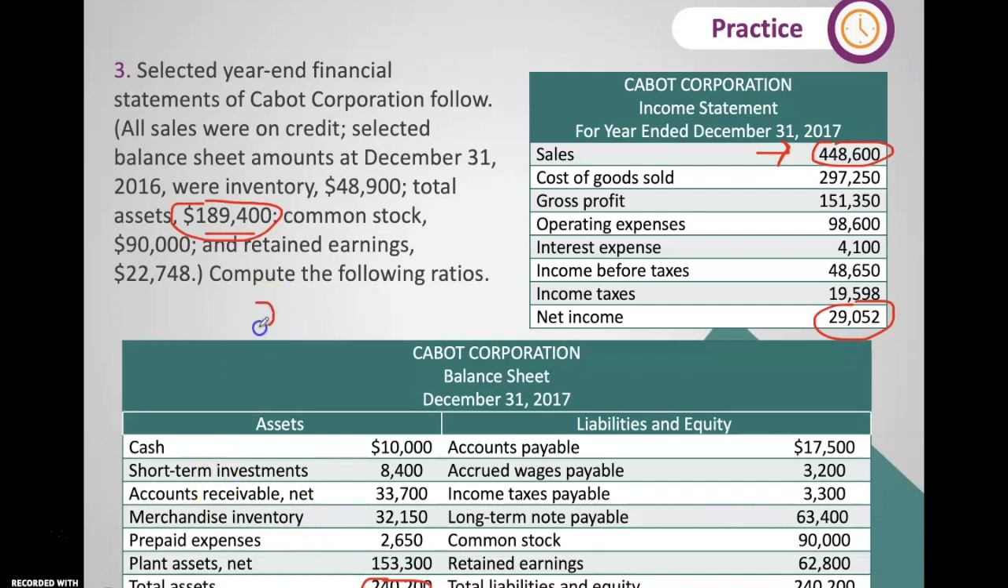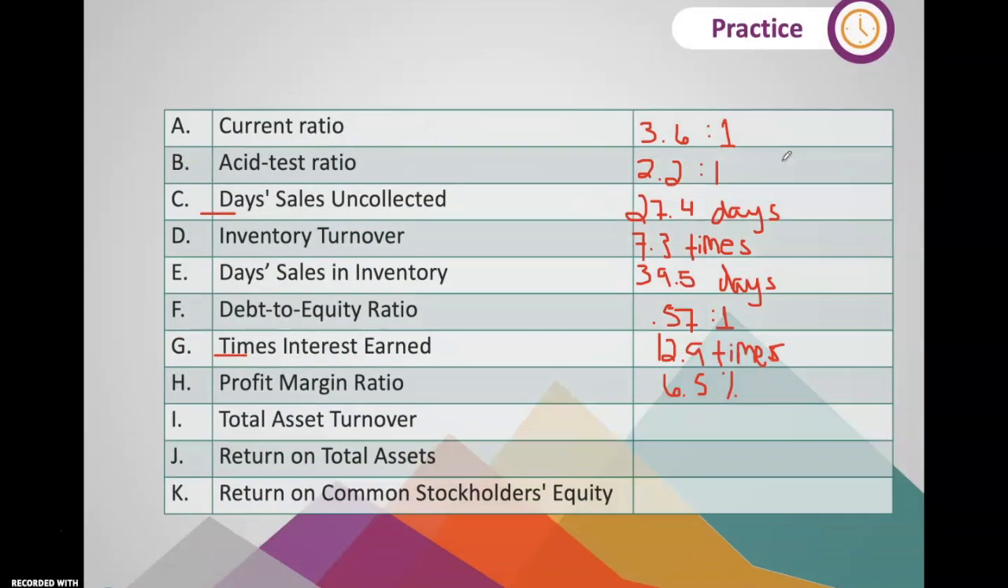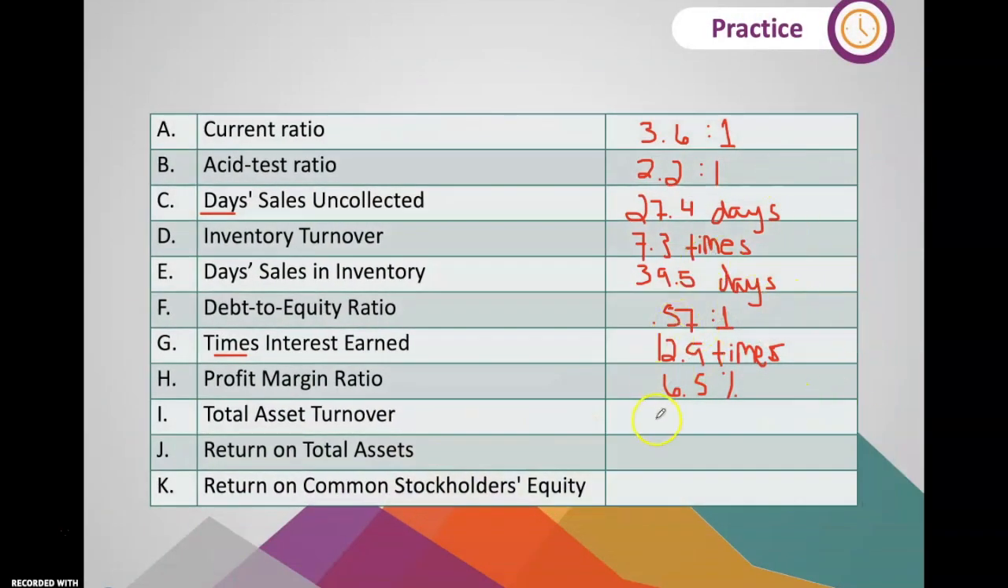So you should get 214,800. So that's my average total assets. So I would do my sales, the 448,600, divided by the 214,800. And it is 2.1 is the answer. So total asset turnover is 2.1 times.